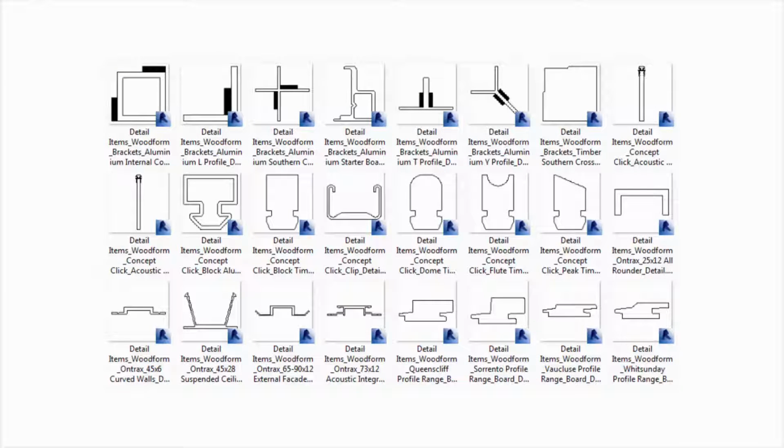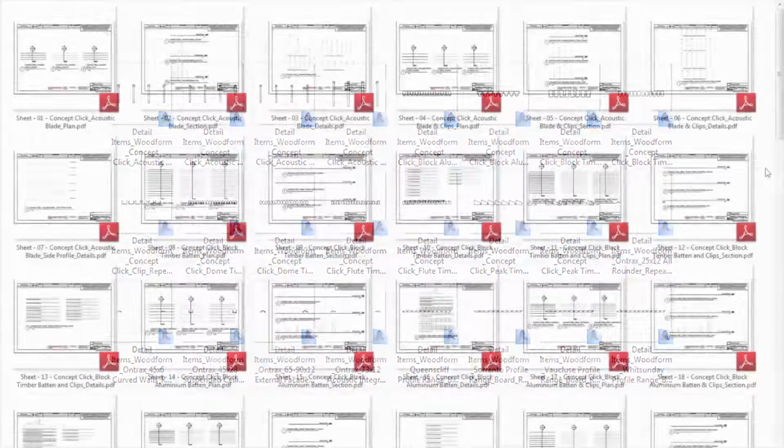Following on from the 2D profile families, we have also created 24 2D detail families that further enable project documentation. In addition, we have extrapolated on this and created 24 repeating details, which assist where multiple battens are required to be drawn in a 2D manner.